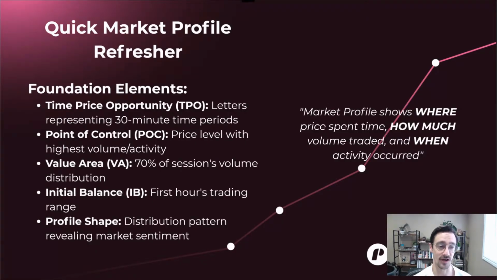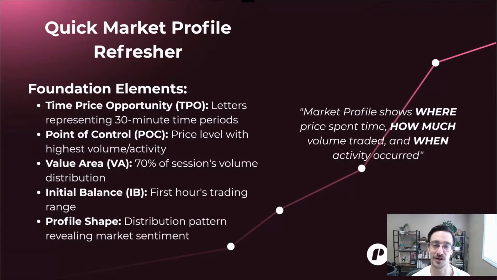So here are the foundational elements of market profile trading. You have a tool called the time price opportunity, the TPO. This is where it might look like a volume profile, but it has letters instead of just bars. We are going to talk a little bit about that, but I want to focus on the market profile because they're very similar. They're not identical, but they are very similar.